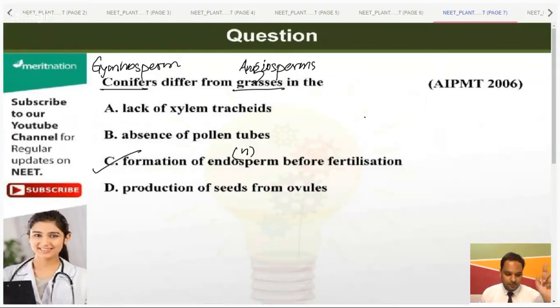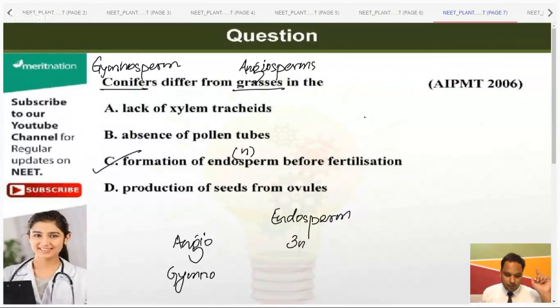So what's the difference? Endosperm. I'll write endosperm here, angio and gymno. If we write the ploidy, the angio will become 3N and the gymno will become N. Remember this fact. And I'm moving on to your last question for today's session.